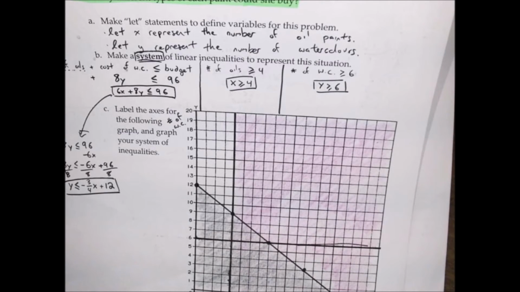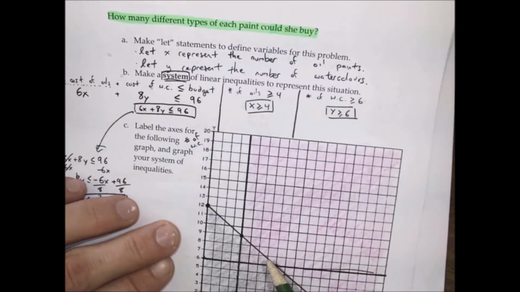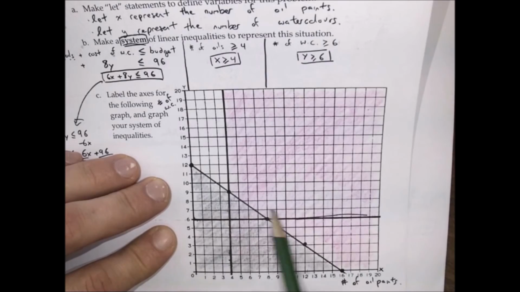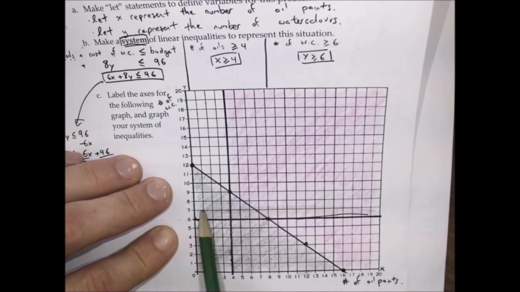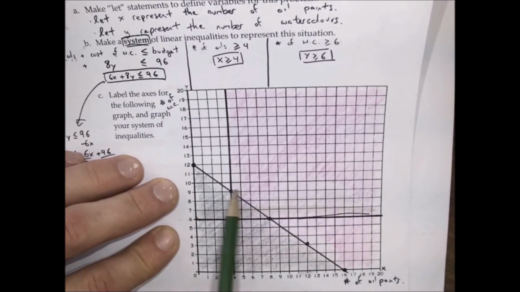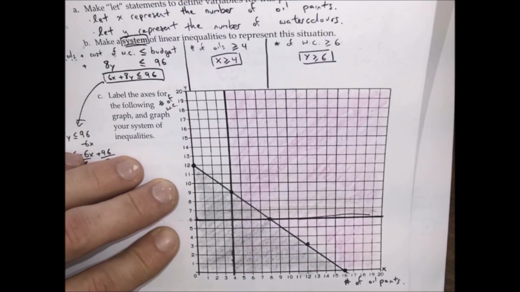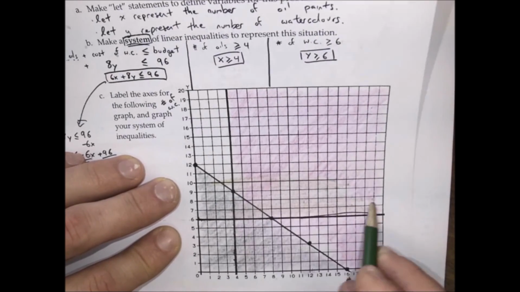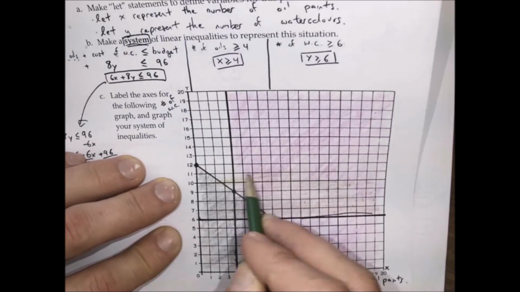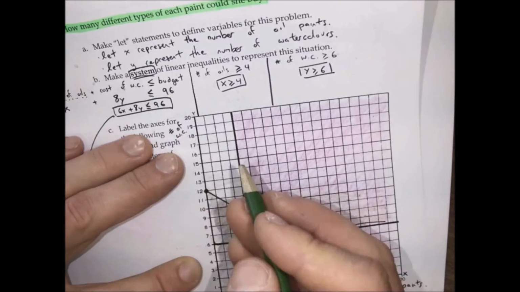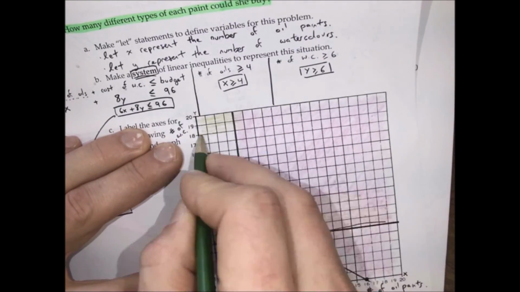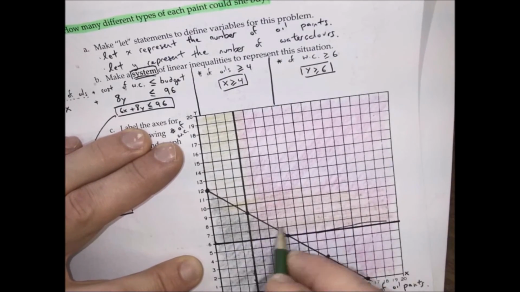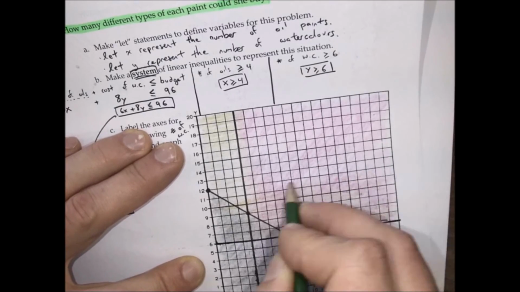Now this isn't going to scan very nicely, I realize. However, hopefully if you're watching this, you can see what we're doing here. And eventually we're going to have this region shaded in with green. And you can see this little triangle in the middle is an overlap of all three of these regions. So that means not only is Dorothy going to be under budget and spend less than $96, but she's also going to have at least 4 oil colors and at least 6 watercolors.